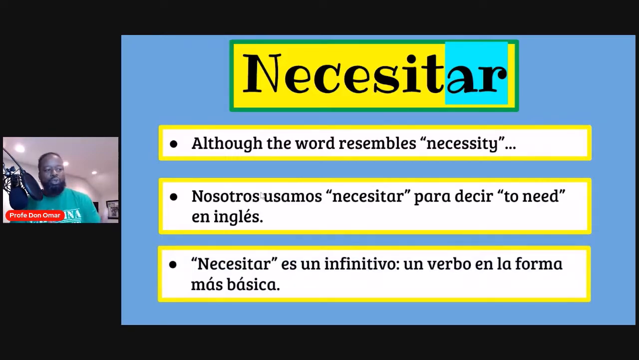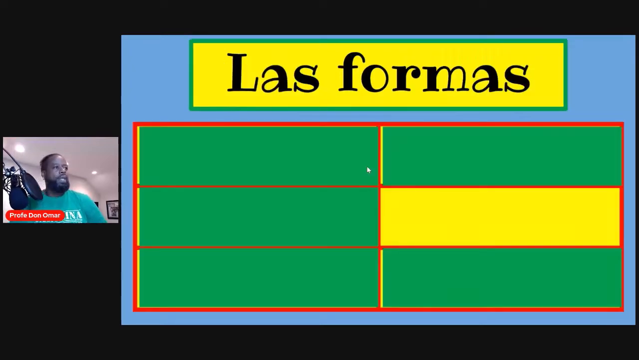Necesitar es un infinitivo, un verbo en la forma más básica. All right, so necesitar is an infinitive. It is a verb in its most basic form. The most basic form from an English perspective would be to and then the action or the state of being. To read, to jump, things of that nature. All right. Y aquí tenemos todas las formas.